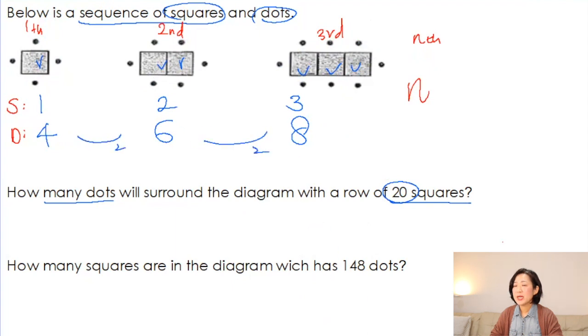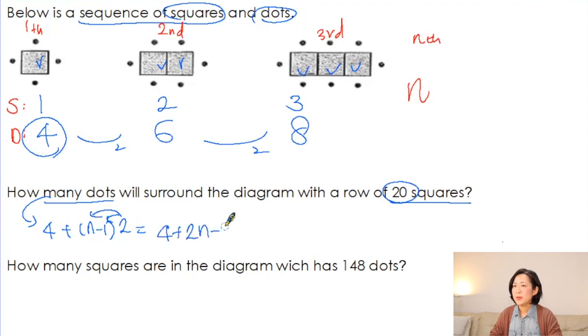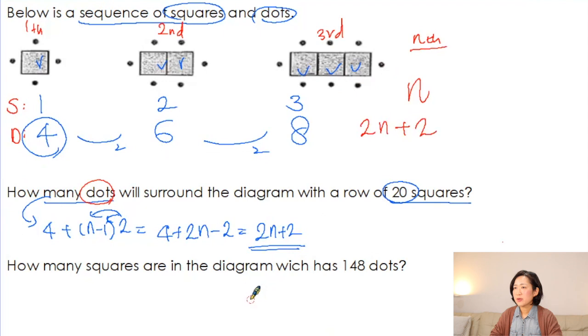Oh, the dots increase by 2. So this is a linear number sequence. The linear number sequence formula is the first number 4 plus n minus 1 times the common difference. That gives you 4 plus 2n minus 2, which is 2n plus 2. That is the formula for the dot sequence. So I'm going to write down 2n plus 2.